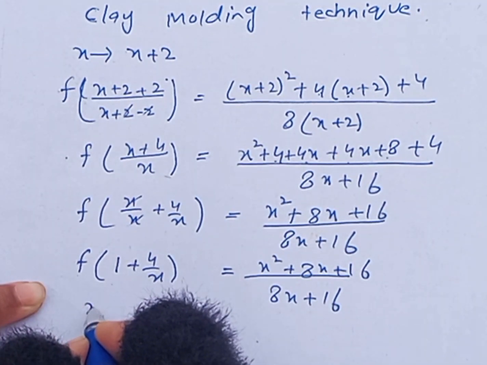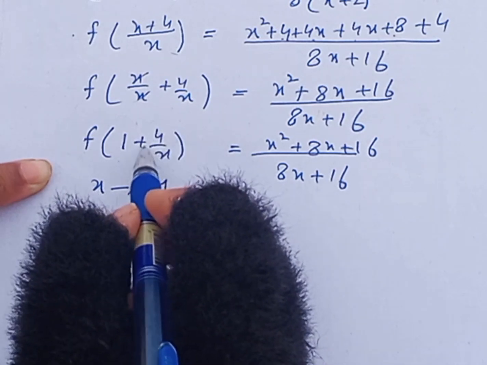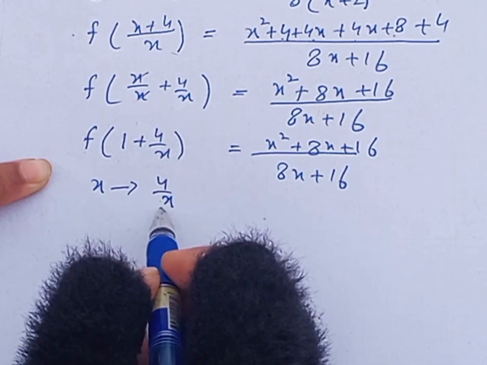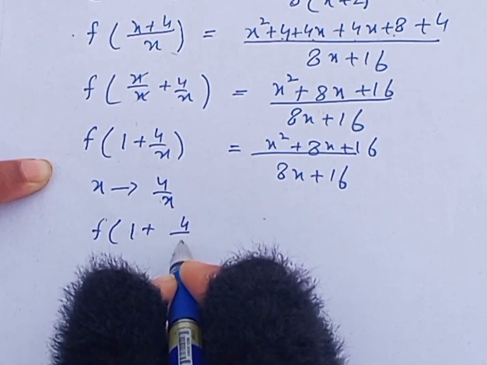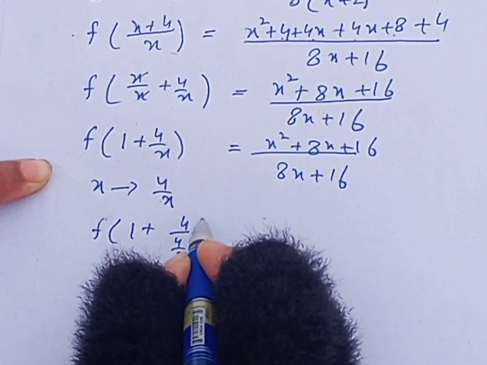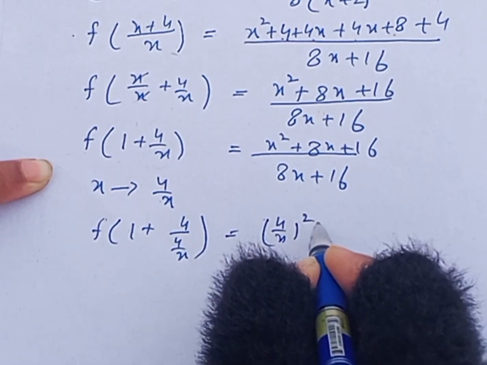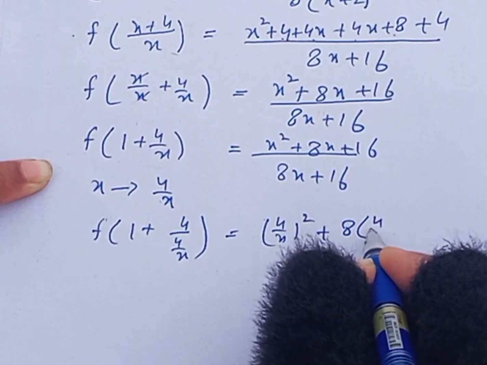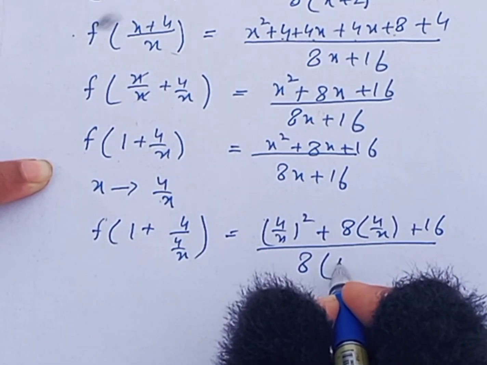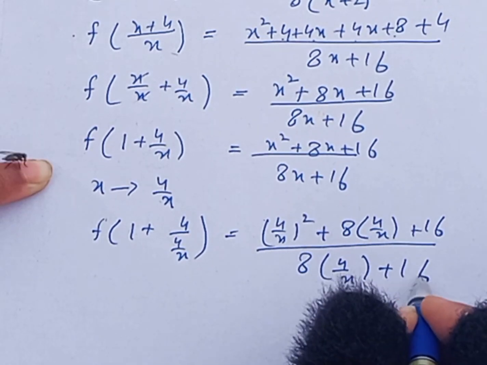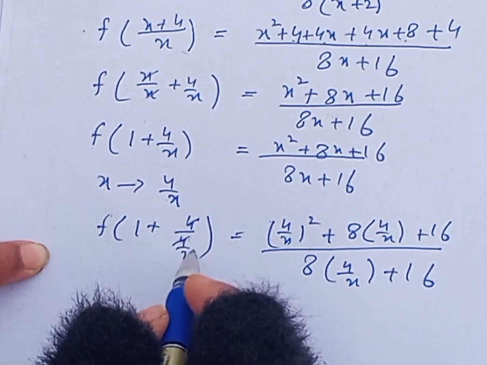Now in the next step, we replace x by 4 over x, because our goal is to make this term x. So that is why we replace x by 4 over x. So this will become f of 1 plus 4 over, and x is 4 over x. So this will become (4 over x) whole squared plus 8x will become 8 times (4 over x) plus 16 over 8 times (4 over x) plus 16, replacing x by 4 over x. Now in the next step, this 4 and 4 will cancel, and this term will become just x.